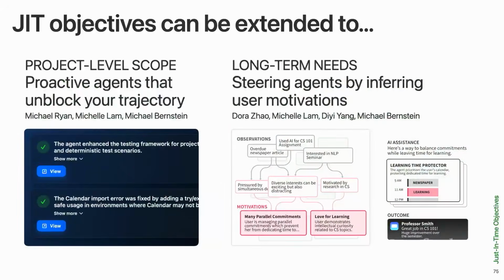In ongoing work led by PhD students Michael Ryan and Dora Zhao in our group, we're finding that JIT objectives can extend. For example, they can take on project-level scope, enabling background agents that might unblock your trajectory, and they can extend to long-term needs. We can steer AI agents by inferring users' underlying motivations. For example, if a user has a love for learning, but also many parallel commitments, the right assistance might not be to autocomplete as we might do today, but to actually help them rebalance their schedule to set aside that time for the learning they want to do.